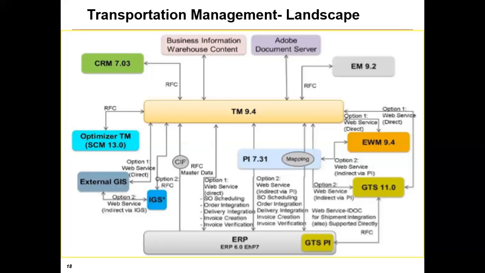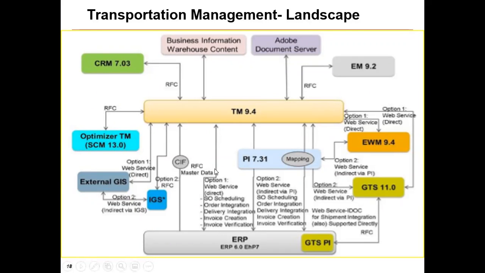So 6.05 is the minimum requirement, because a lot of delta functionalities and new functionalities were added from EHP5 of ECC 6, right? So the minimum upgrade version would be 6.05. If you are using 6.07, that is also fine.